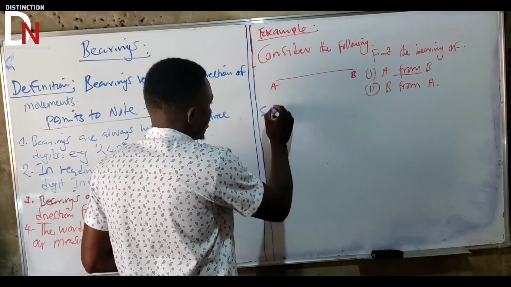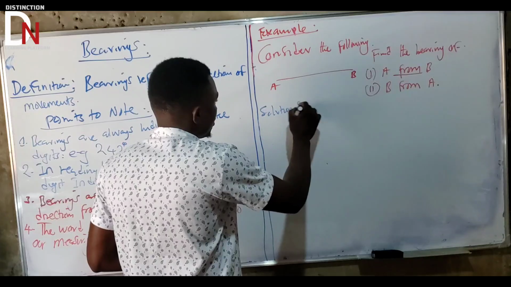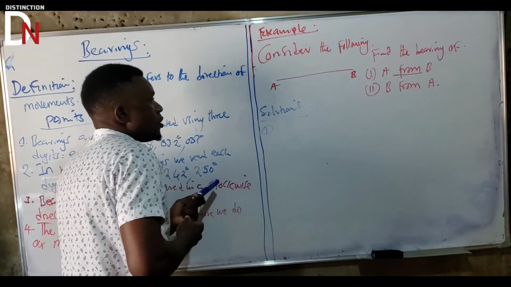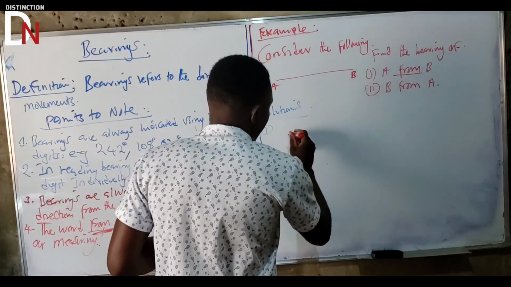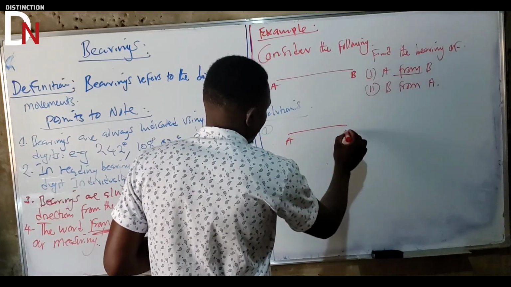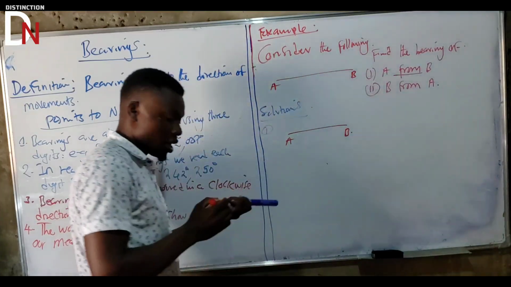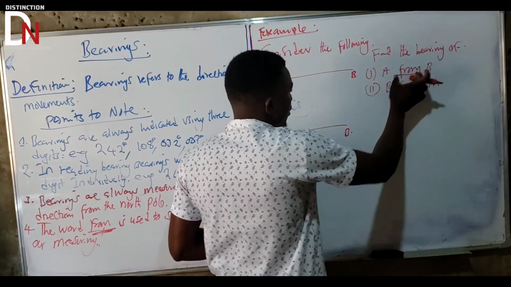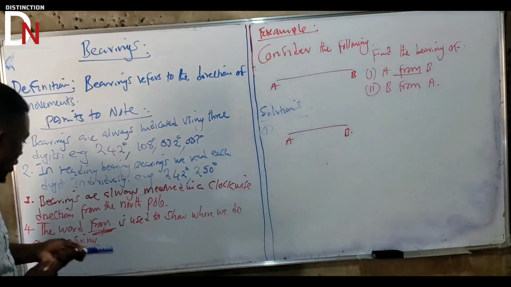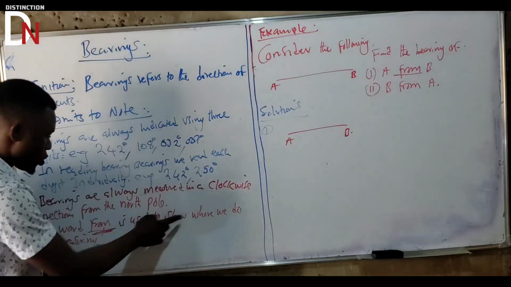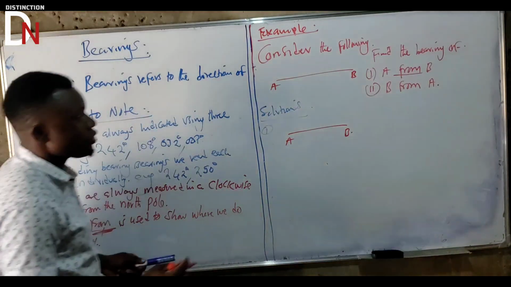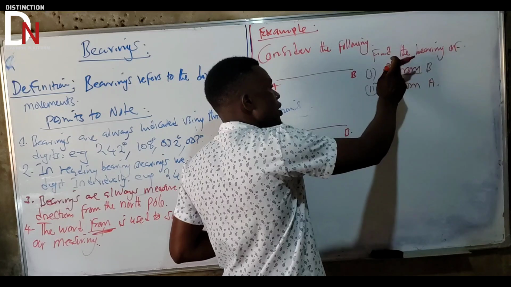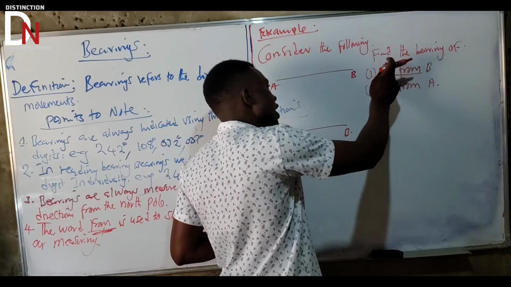So, solutions. Okay, so we want to solve the first one. This is a line A, B, and the question is saying A from B. So look at this. The word "from" is used to show where we do our measuring. If you have a question like A from B, it means where are we supposed to take the measurement? Is it at A or B?